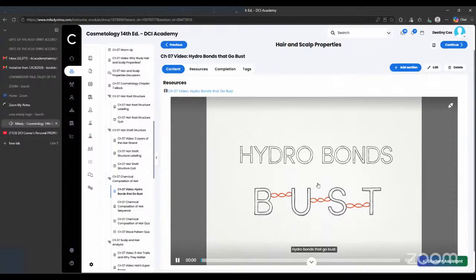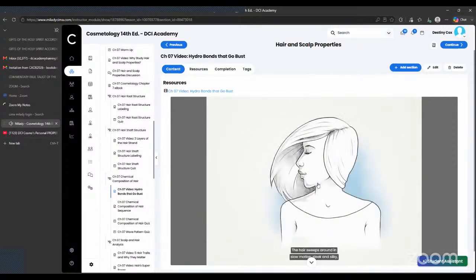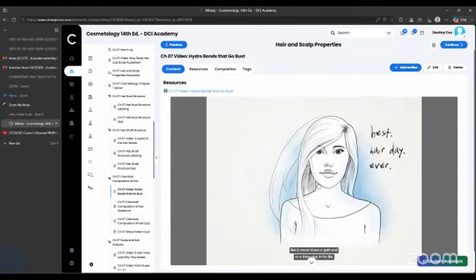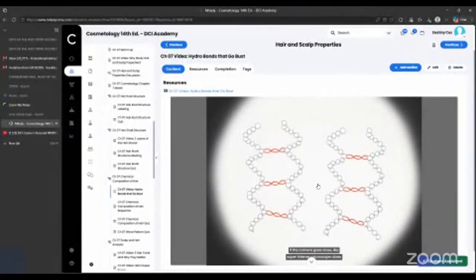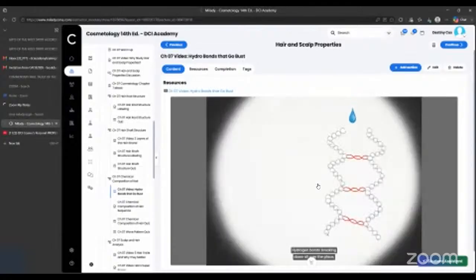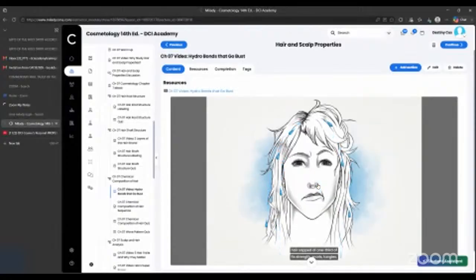Hydrogen bonds that go bust. Shampoo commercials all look the same. The hair sweeps around in slow motion, sleek and silky, like it never knew a split end or frizzy day in its life. If the camera goes close, like super intense microscope close, it's a different story. The minute that hair gets wet, it's a hair gone wild party. Hydrogen bonds breaking down all over the place, hair sapped of 1/3 of its strength. Snarls, tangles, just 'cause of water?